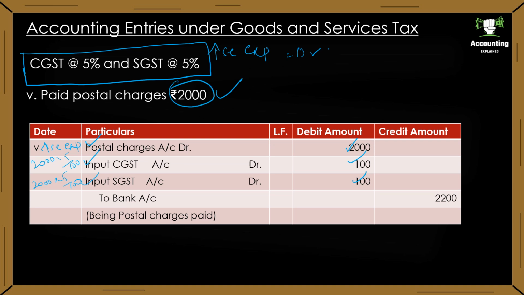So bank, when you are going to pay, that is decrease in bank balance, which in other words is decrease in asset. When there is decrease in asset, what we have to do? You have to credit it. So credit to bank account 2,200. Narration is being postal charges paid.